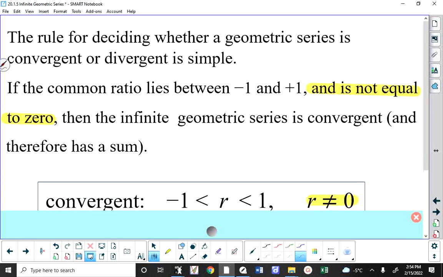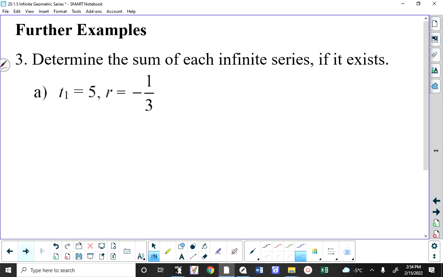And so when I say to you in the box there, convergent is negative 1 is less than r, which is less than 1, you should also know that r cannot equal 0. That slipped my brain when I typed up my notes. So, in the past I've just taught that right from the beginning. Can we find the sum of this infinite series? Yeah, because look at the common ratio. Negative 1/3 is between negative 1 and 1.